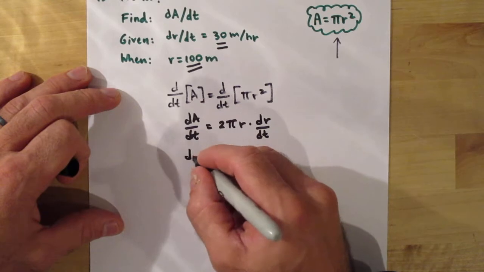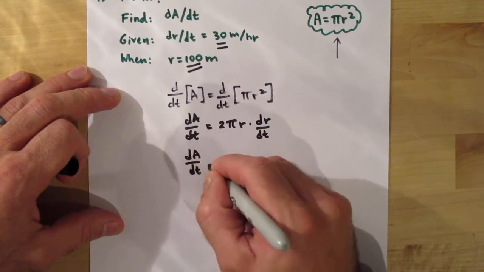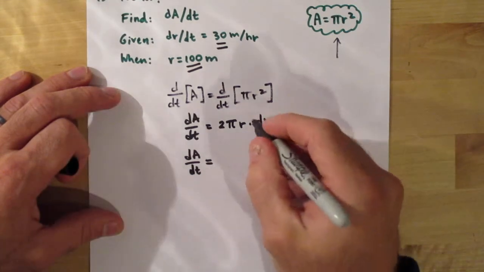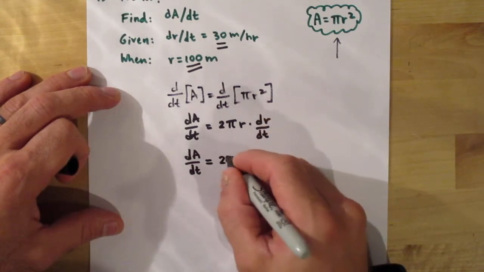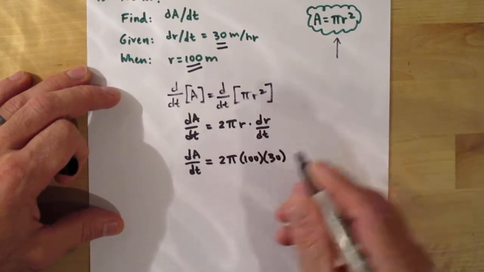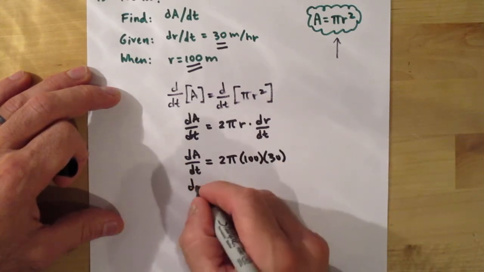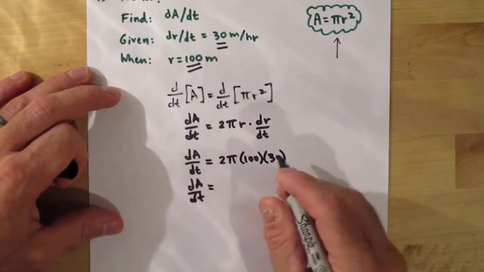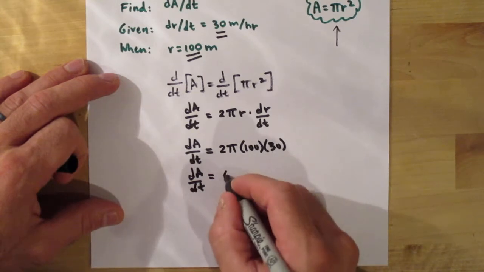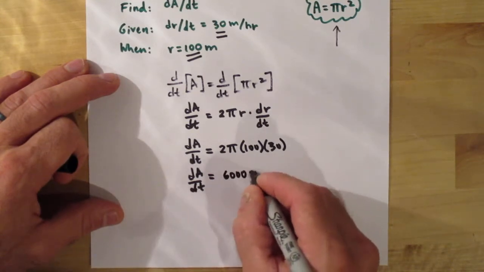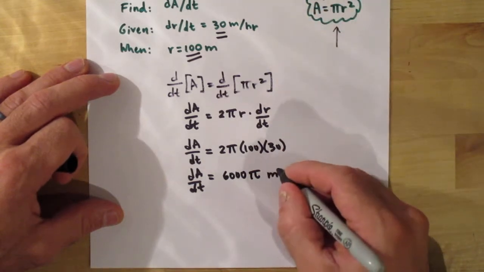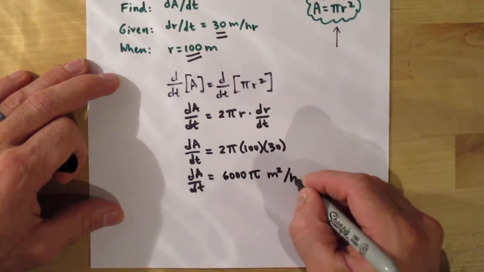So I'm going to do a direct substitution. dA/dt, or the change in area with respect to time, at the instant that r is 100, is going to equal 100 times 30 is 3,000 times 2 is 6,000 pi. Consider the units here. This would be meters squared per hour.